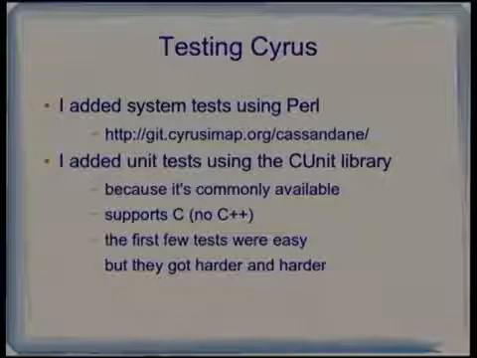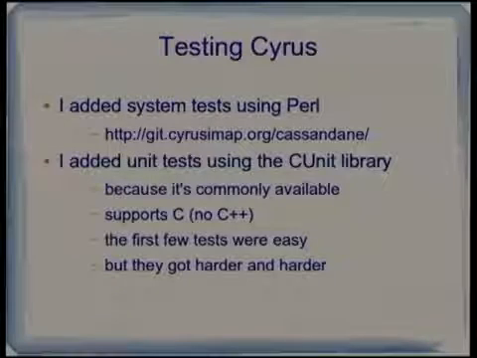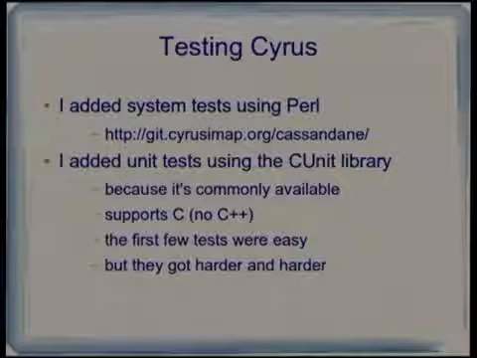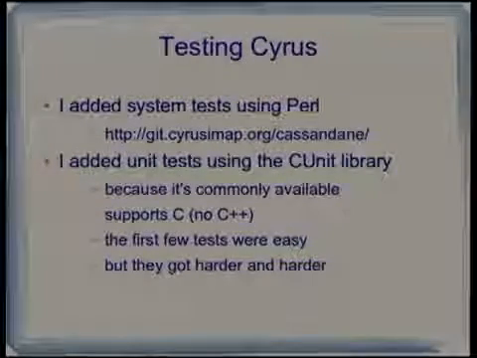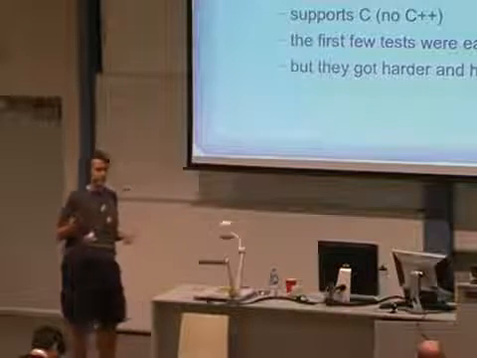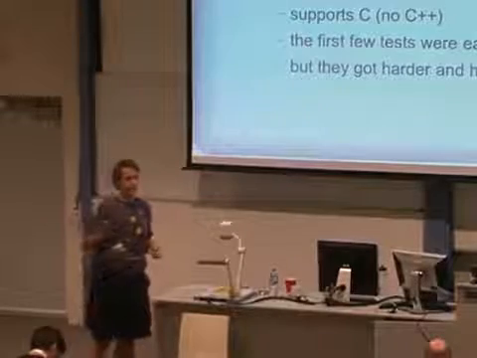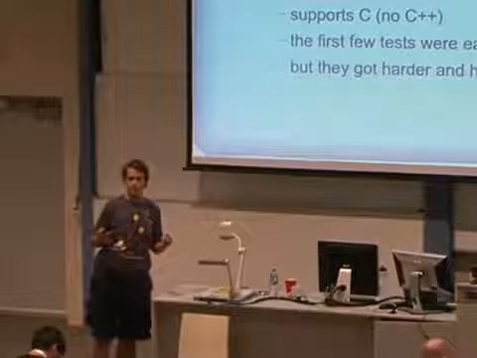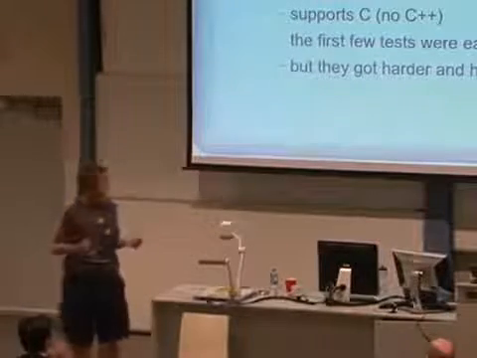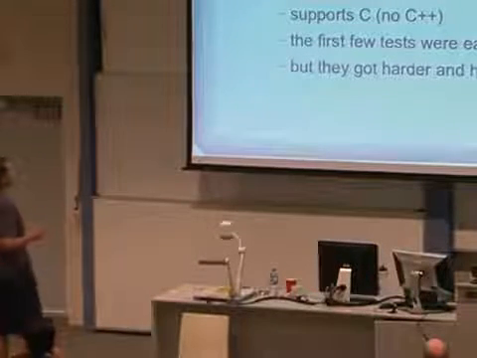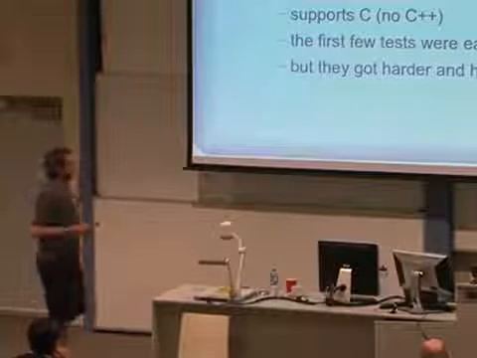So I started adding tests. I added system tests, I added unit tests, and I was using for my unit tests the C unit library because it's out there, it's available. I could just download it. It was actually a package on Debian. And it supports C, and it only supports C. This was actually an advantage for me because Cirrus, being very, very old, has things like variables called new and a struct called namespace. I wasn't going to try and deal with that, so I needed something that could compile and run with a C compiler only.